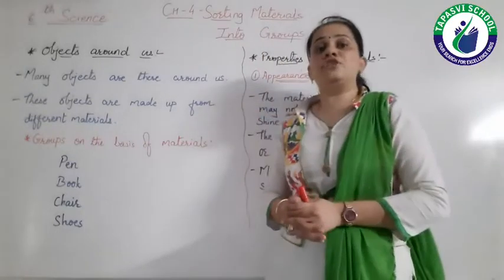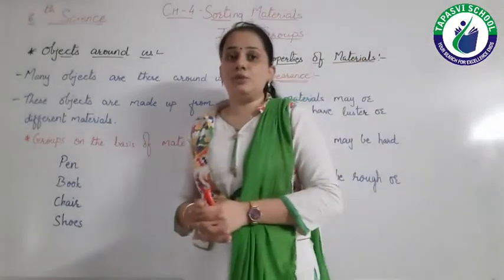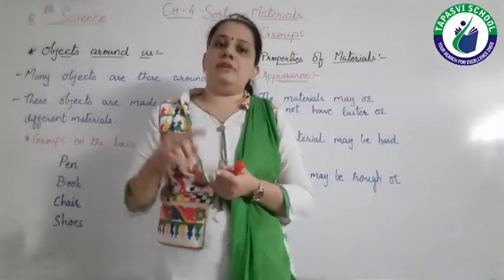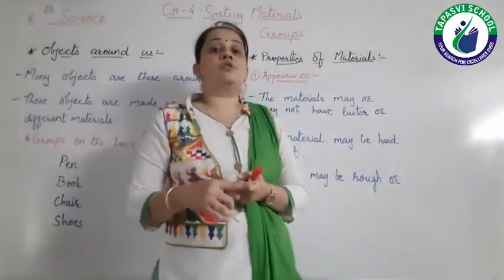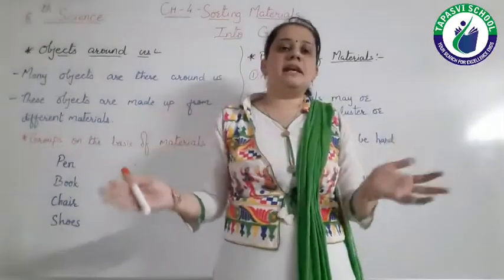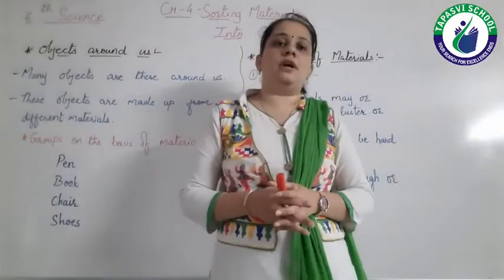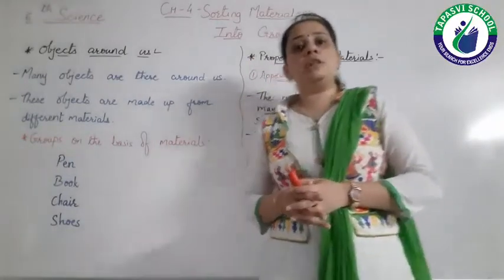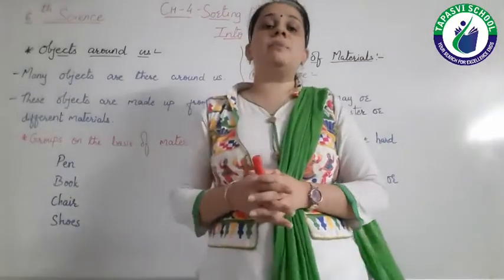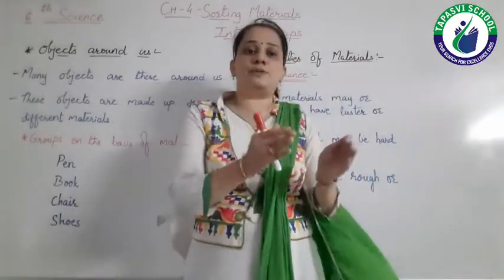If we talk about any particular thing, then we can easily describe that thing, right? Say for example, a chair. I can tell you that it is made up of wood, on which we can sit. It is also made up of plastic. So there are many things around us. All these things must be separated. Means we must make groups.